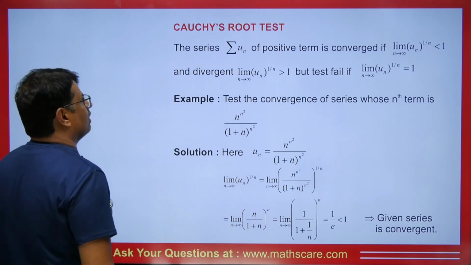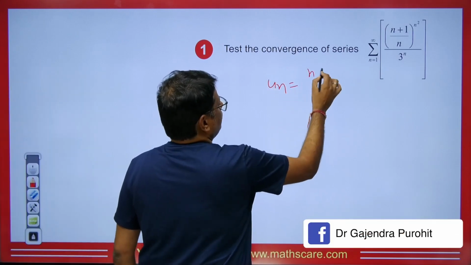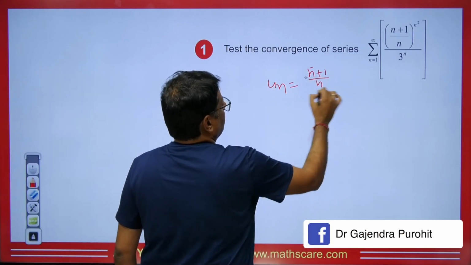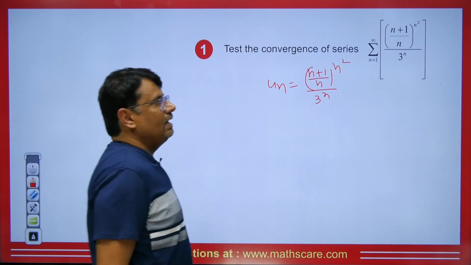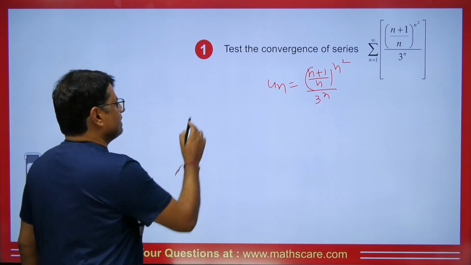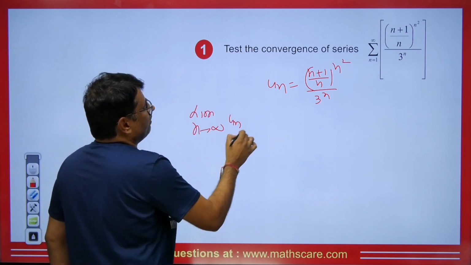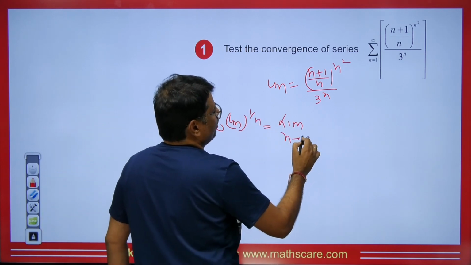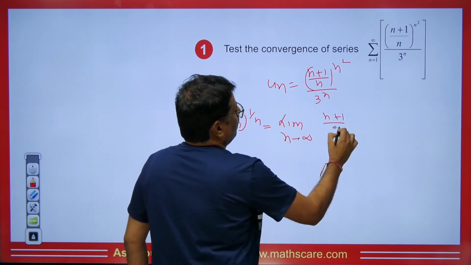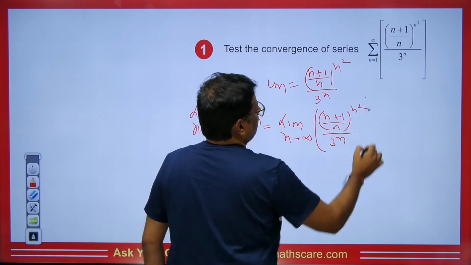We have to pay attention now. Look at this question. Here the nth term that we are getting is n plus 1 upon n, power n square by 3 to the power n, right? This is its nth term. Now we need to figure out if this series is convergent or not. So we will take limit n tends to infinity, un power 1 by n. Here we will get limit n tends to infinity, n plus 1 upon n whole to the power n square upon 3 to the power n, and whole to the power 1 by n.